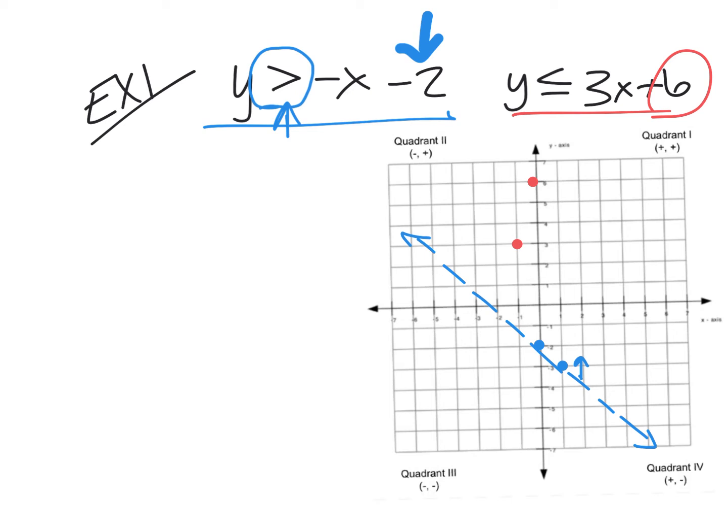If we have enough space, can we go up 3 over 1? Yeah, it's easier to do it that way. Okay, and then the last thing I look at is the sign. Does it have an equal to underneath it? Yes, so I'm going to draw a solid line connecting these two dots.